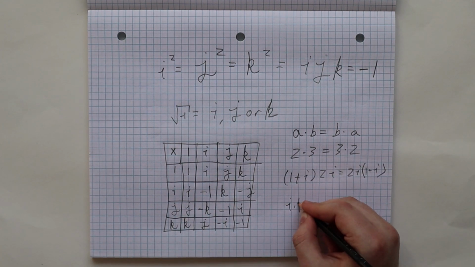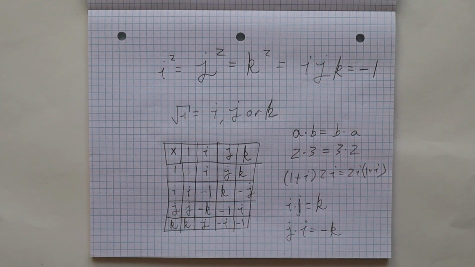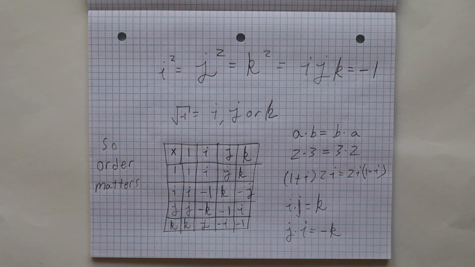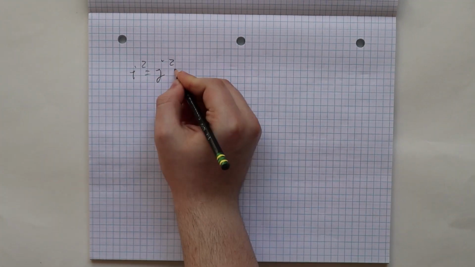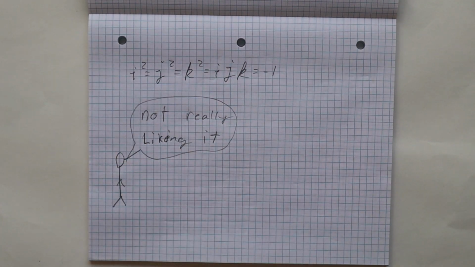But when you use quaternions, this property vanishes. For example, i times j is equal to k, but j times i is equal to -k. If you switch the order, the sign changes. And I don't know about you, but I'm starting to not like these numbers. I think we should find an alternative.